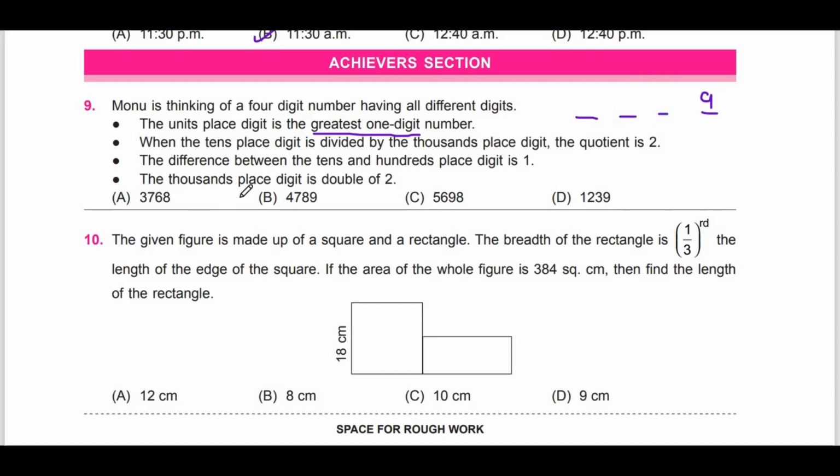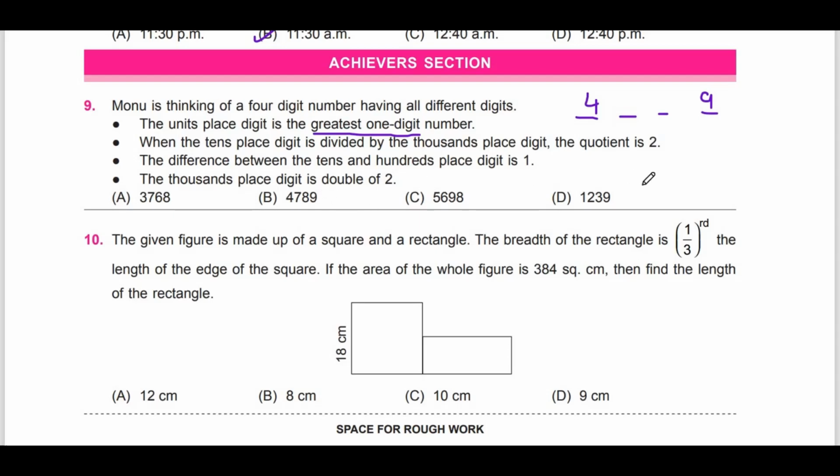Then let's see the 4th point which is given to us is the thousands place digit is the double of 2. So what is double of 2? 2 times 2. 2 times 2 is what? 4. So the thousands place should be 4. And now if you see the option, we don't want A and C. We already know that.